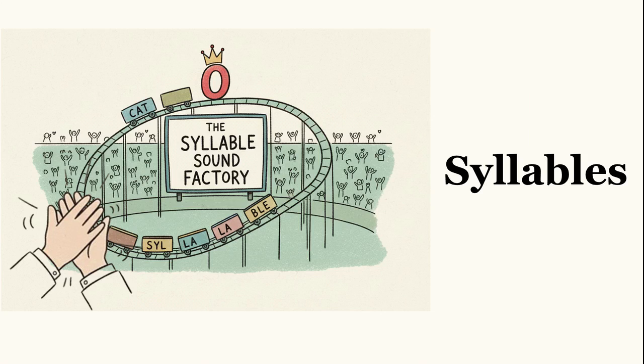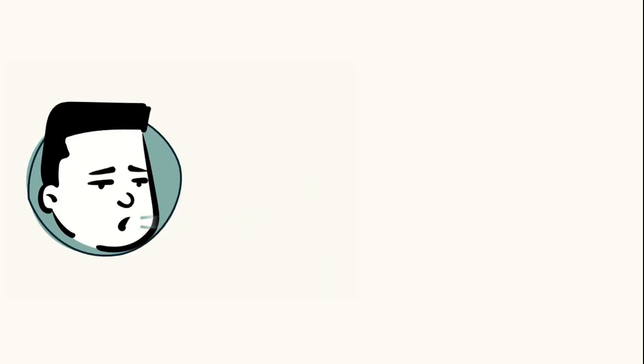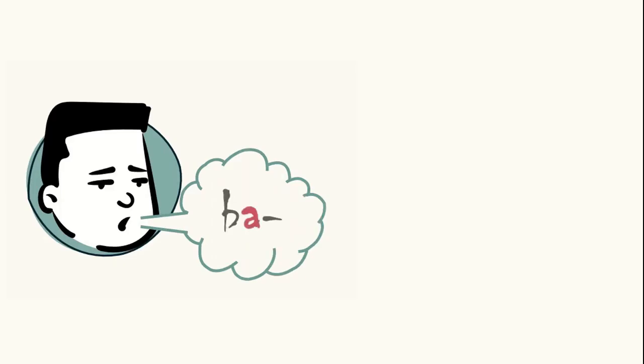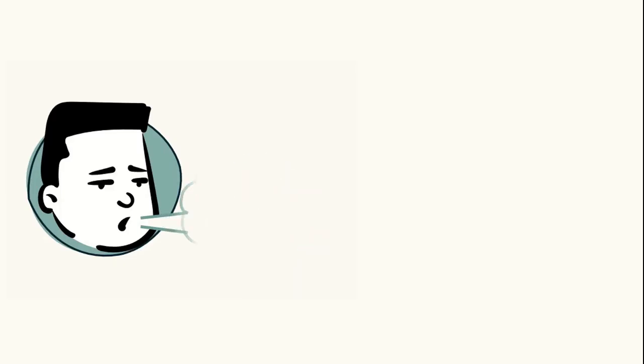Syllables. In previous videos, we looked at the difference between vowels and consonants. Now, let's see how that distinction shapes the next level of speech organization, the syllable. A syllable is a group of sounds that are pronounced as a single unit, essentially in one breath. The sounds in a syllable are organized around a vowel, which serves as its nucleus.